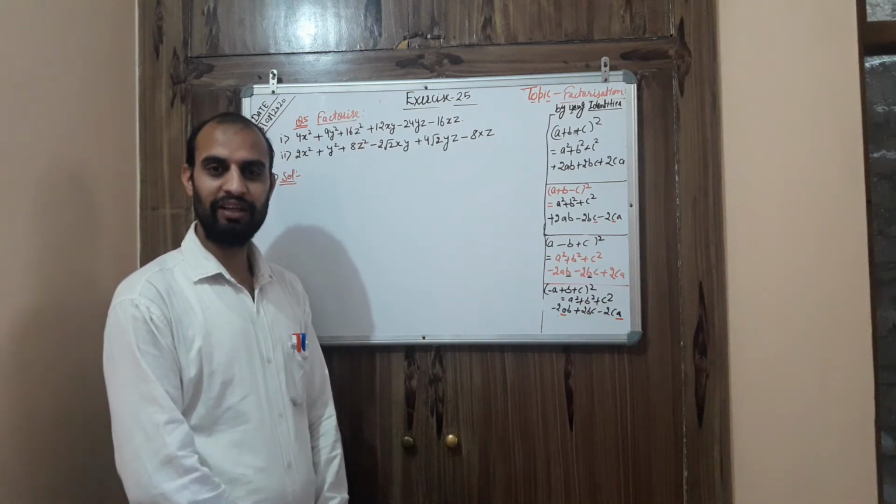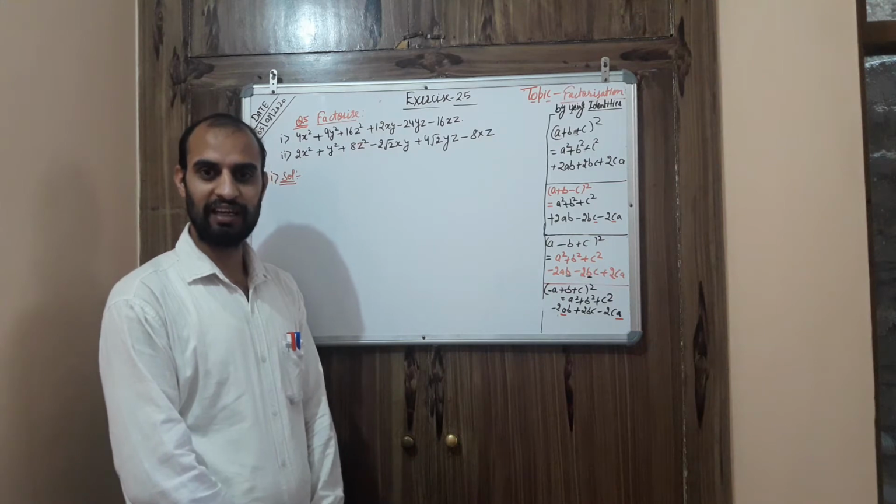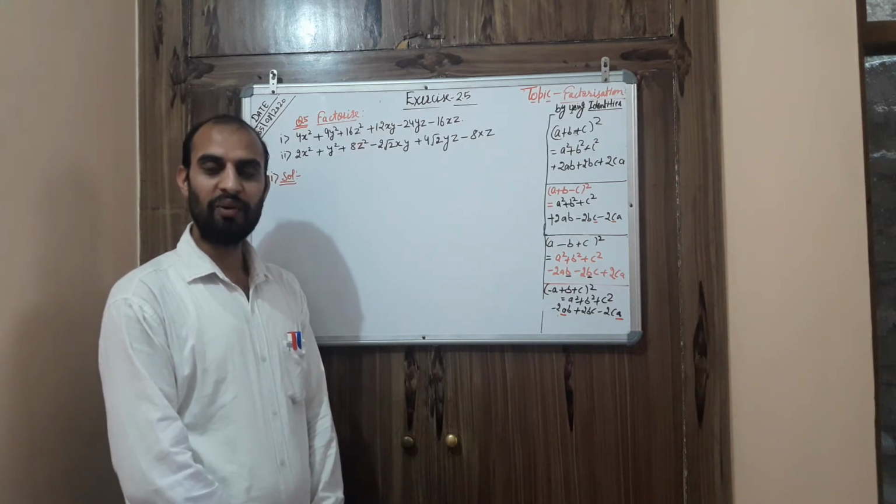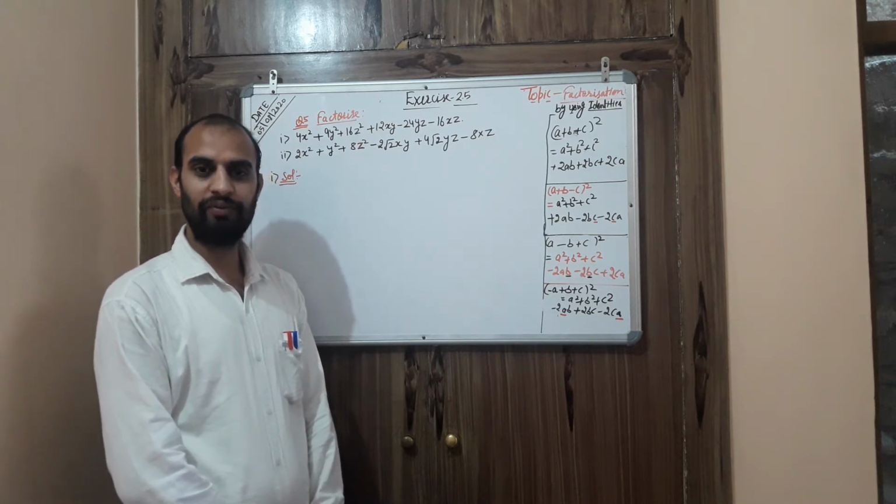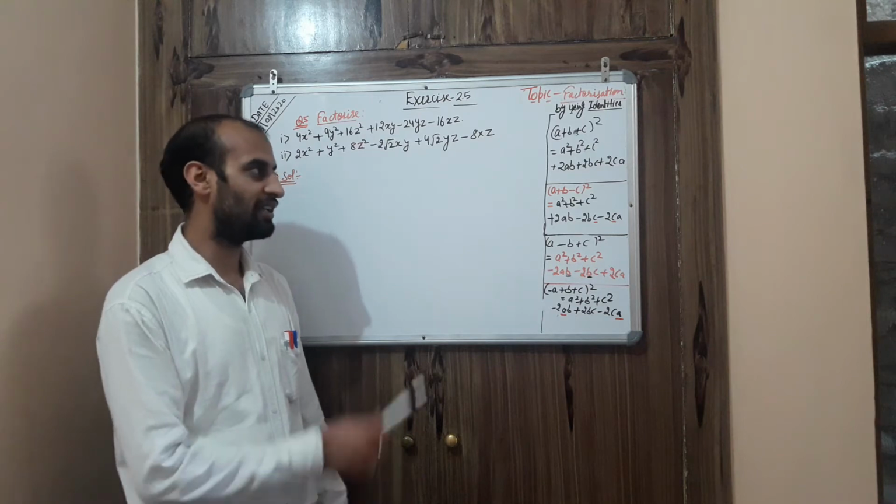As you all know, we are in a chapter related to polynomials, and today I am going to tell you how to factorize an expression that contains three terms. For that, you must first know the identities.